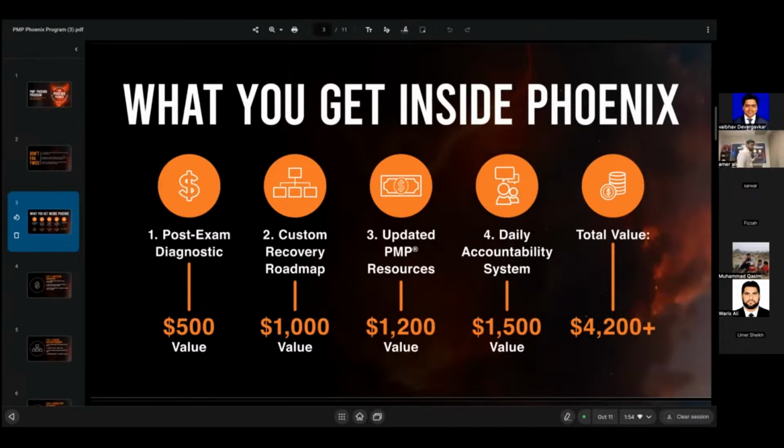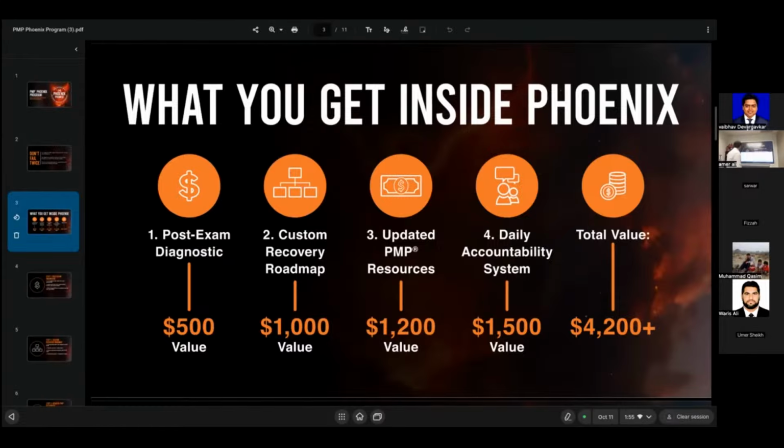Then the resources, which have different mocks. I have a lot of mocks. Then the accountability system. With the Phoenix program, I do accountability. The Phoenix program is $3,500. It's different from the one-to-one group program. But even if you have failed the exam and do not want to go to the Phoenix program, you want to go in my normal program, we can have a discussion. You have my number, we can discuss it.